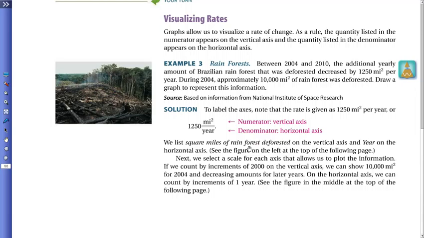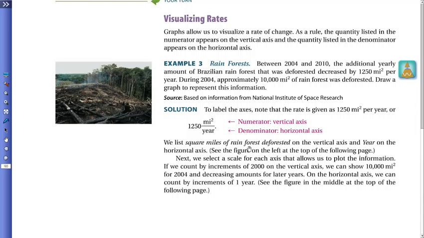So we'll list, and this is a choice, square miles of rainforest deforested on the vertical axis. They could say, well, maybe years should go up and down, and squared miles should go left to right. Usually time ends up being our horizontal axis. We're kind of used to seeing timelines. So this is probably the way you'd choose all the time.